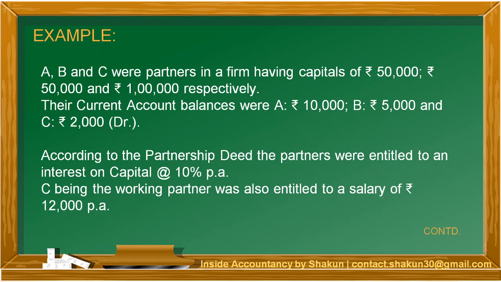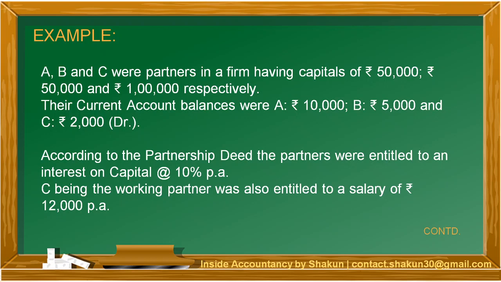Since both the capital and current account balances are given, this means that A, B and C are following fixed capital method where two accounts are made, partners capital account and partners current account. According to the partnership deed, the partners were entitled to an interest on capital at the rate of 10% per annum. Now, if you remember, interest on capital is always calculated on the fixed capitals given in the question. So interest on capital will be calculated on 50,000, 50,000 and 1 lakh.